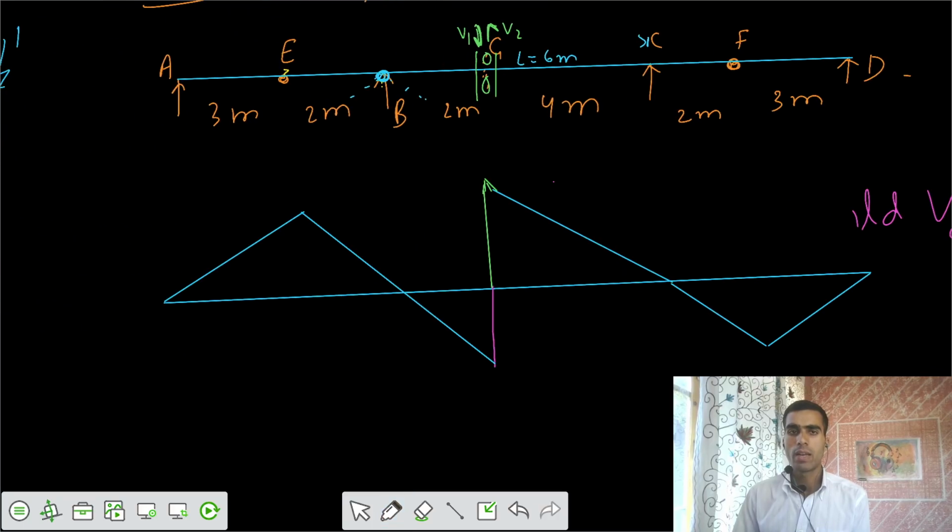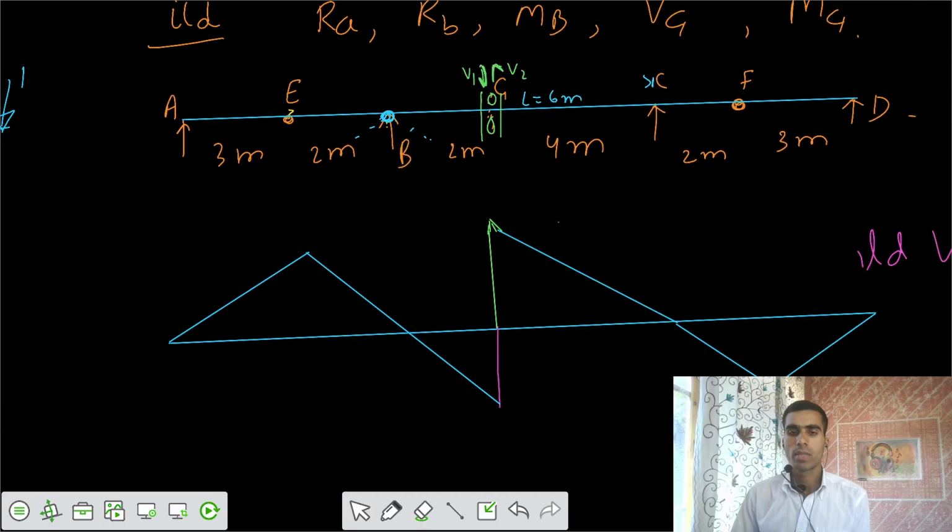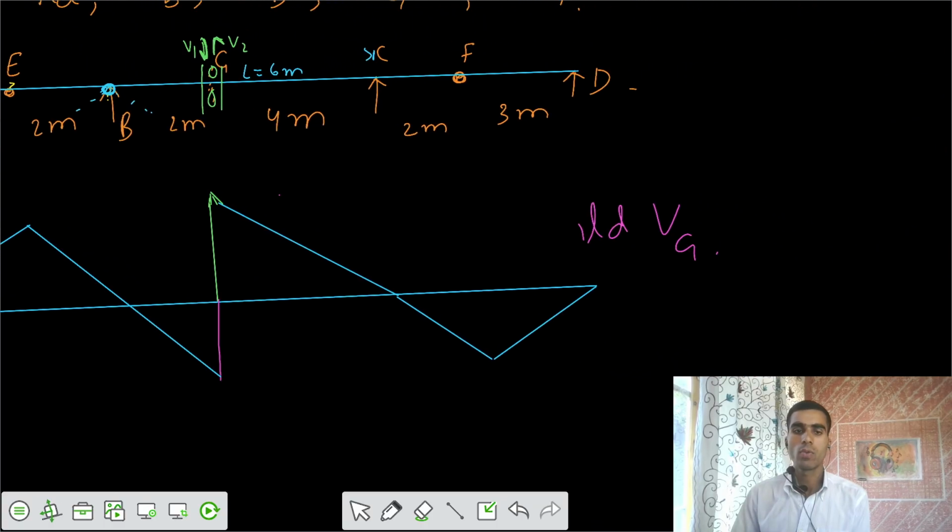Now we need to get the values. Can you get the value here? I know the values also. If I take this as a length of 6 meter, L is equal to 6 meter, there's some shear of 1 by 6, and this part is equal to 2 by 6.